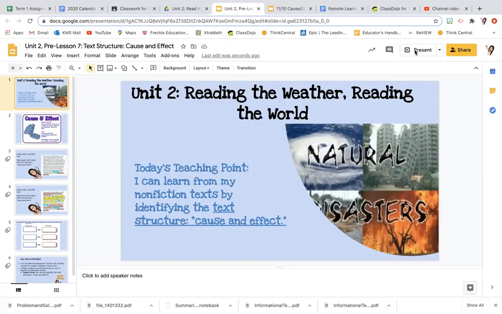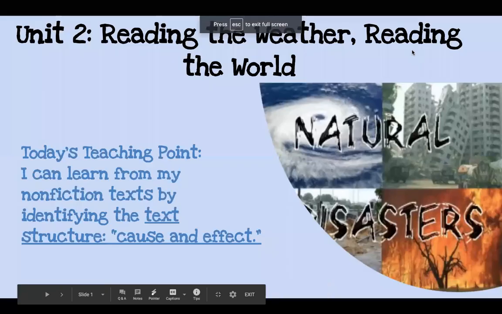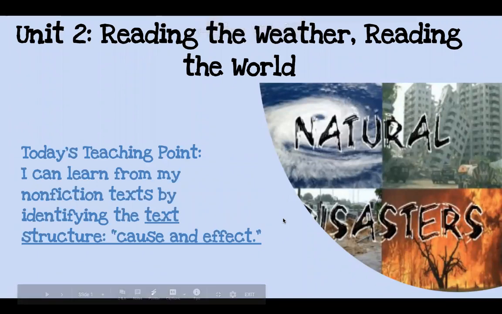All right, so in our nonfiction unit, talking about text structures. Like I said, today we're talking about cause and effect. So our teaching point is that I can learn from my nonfiction texts by identifying the text structure, cause and effect. And to take that a step further, not just identifying, but also thinking about why might somebody want to write a cause and effect piece of literature or text.